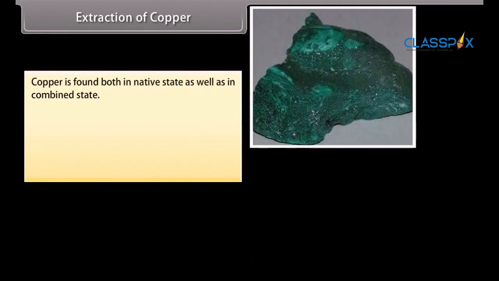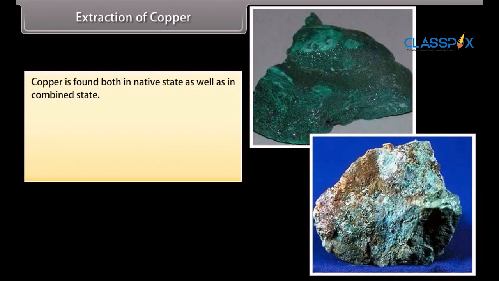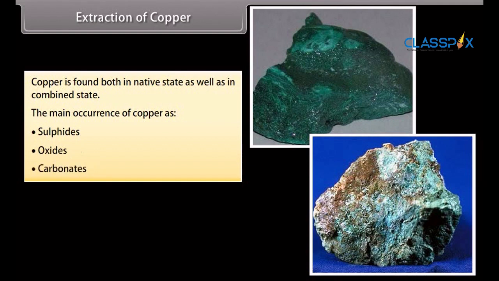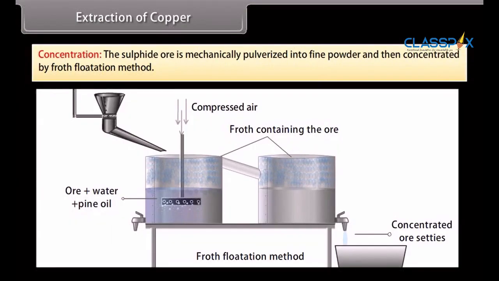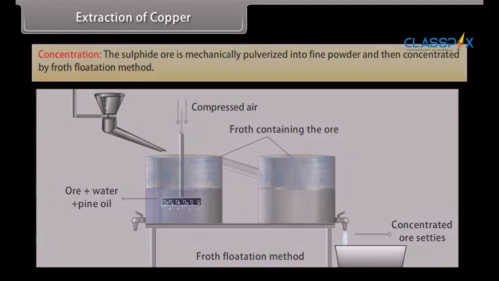Extraction of copper. Copper is found both in native state as well as in combined state. The main occurrence of copper is as sulfides, oxides, and carbonates. The important steps involved in the extraction of copper begin with concentration. The sulfide ore is mechanically pulverized into fine powder and then concentrated by the froth flotation method.